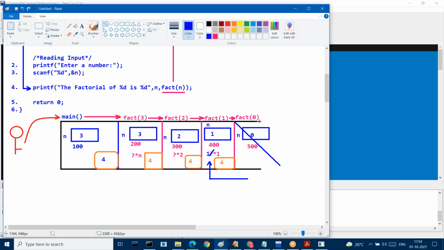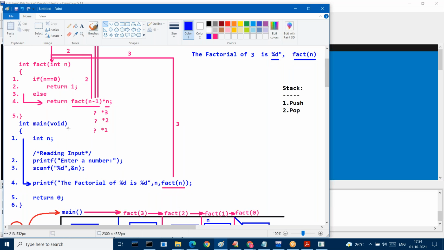Because fact 0's story ended, control came back to fact 1. No question of keeping it in the stack. Earlier we made the push operation, sir. Now started making the pop operation. Story ends for fact 0. Control came back to fact 1. He is doing the multiplication, and once multiplication is done, he will say return 1.